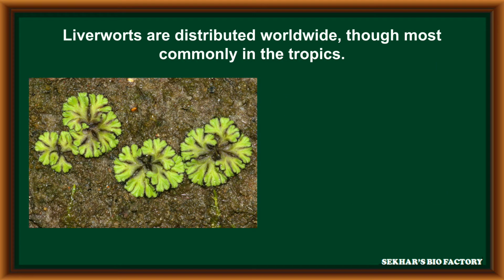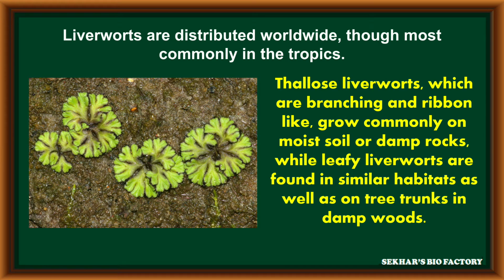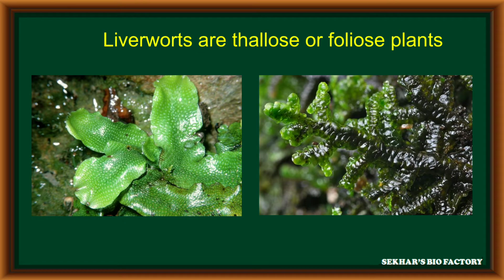Liverworts are generally distributed worldwide, especially commonly present in tropics. The thallus body of liverworts is branched and ribbon-like and grows commonly in moist soil or damp rocks, while leafy liverworts are found in similar habitats as well as on tree trunks and damp wood. The liverworts have either a thallus plant body or a foliose plant body.